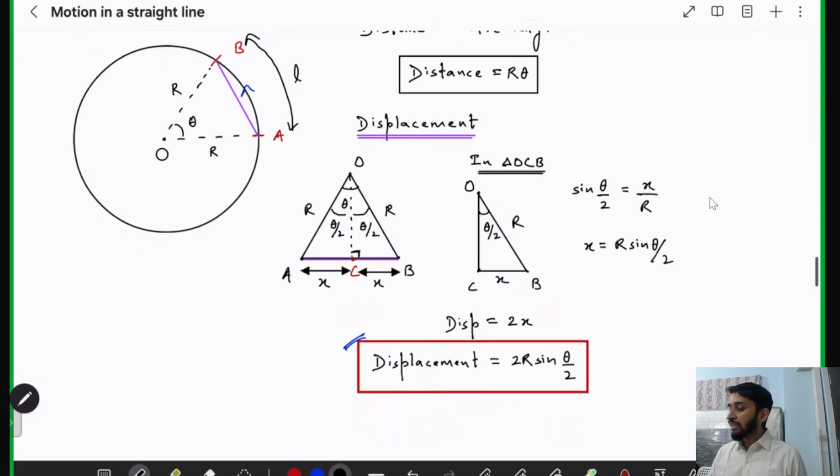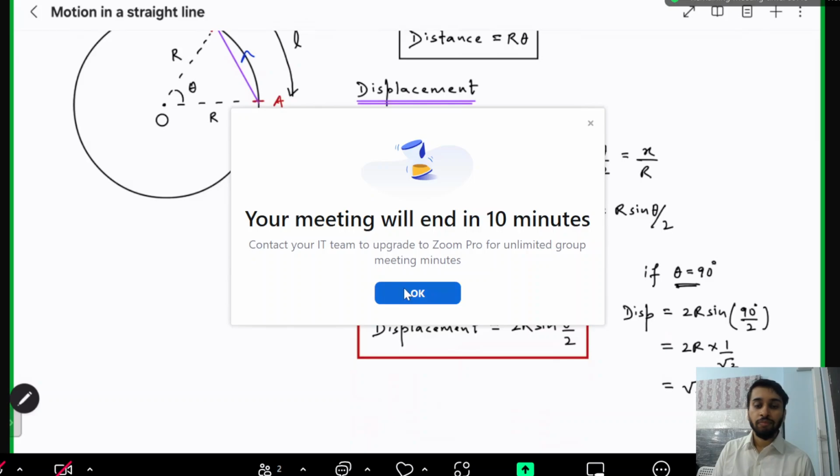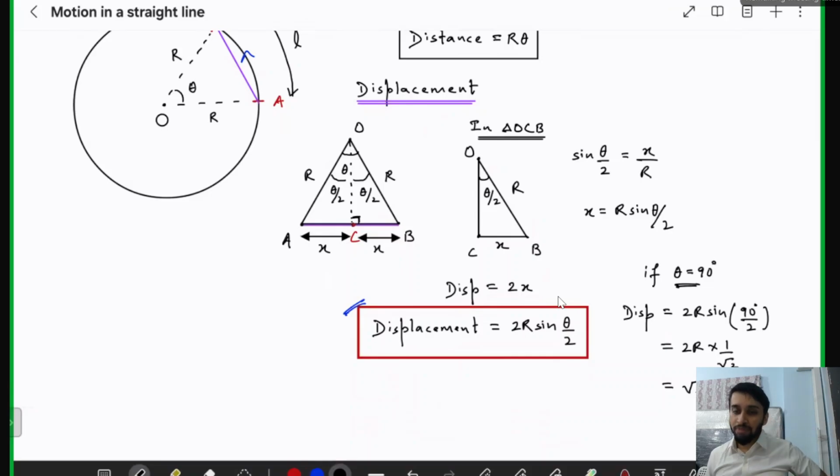Here, if theta is 90 degree, then the displacement will be equal to 2r sine 90 degree by 2. 90 degree by 2 is basically 45 degree, and you know that sine 45 degree is 1 by root 2. So how much will that be? That will become root 2r. So if theta is 90 degree, then displacement becomes root 2 times r.